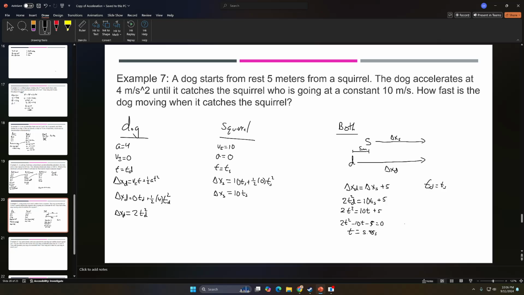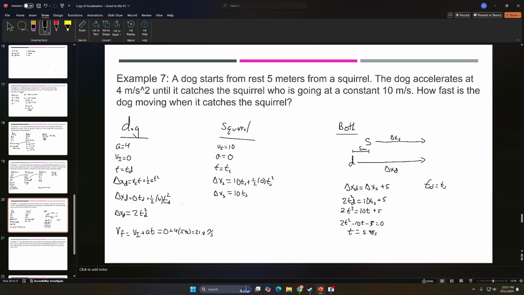Because the speed of the dog, once we have the time, is just v final equals v initial plus at, which is 0 plus 4 times 5.46, which is 21.8 meters per second. Okay, that's a pretty challenging problem. This is about as hard as a problem can get.